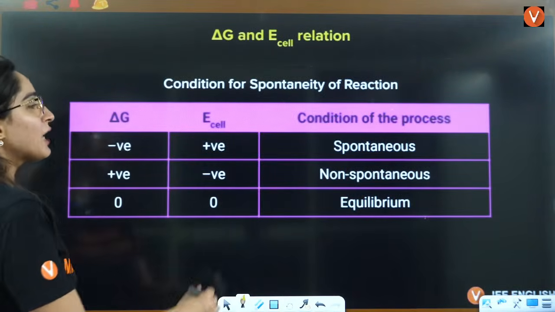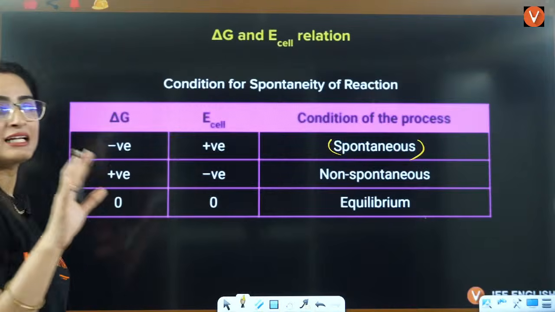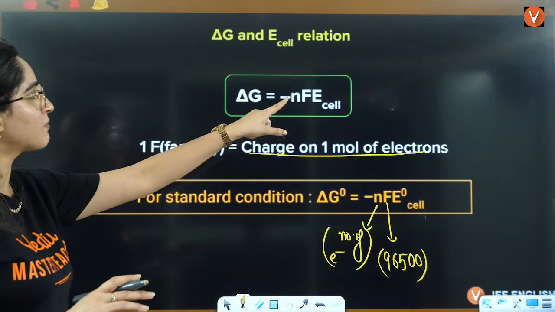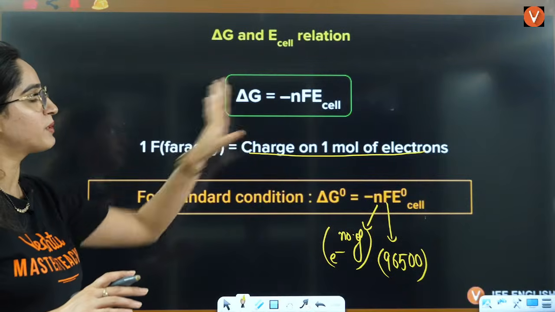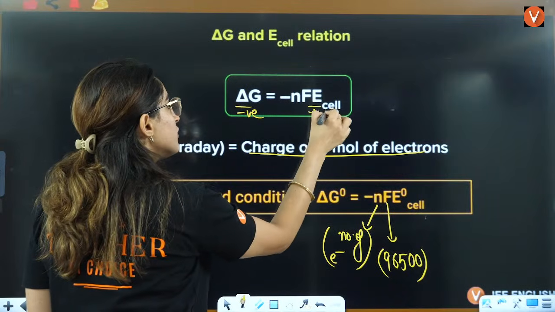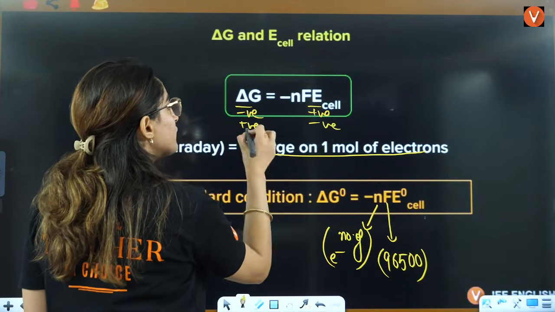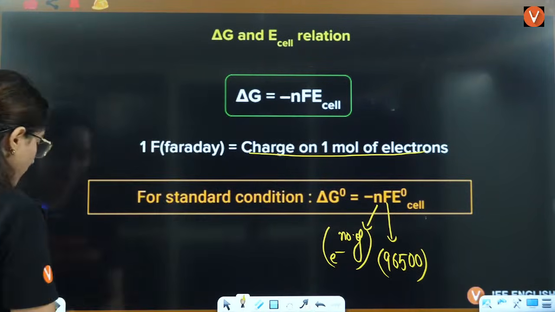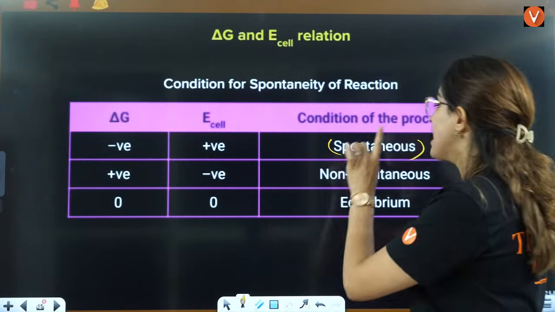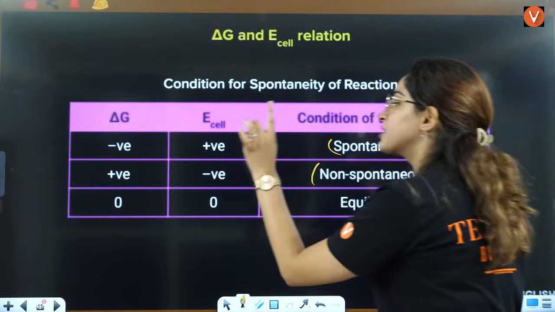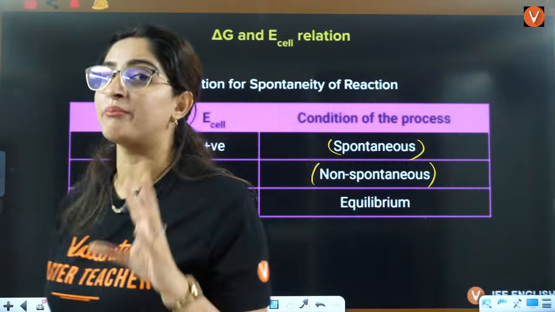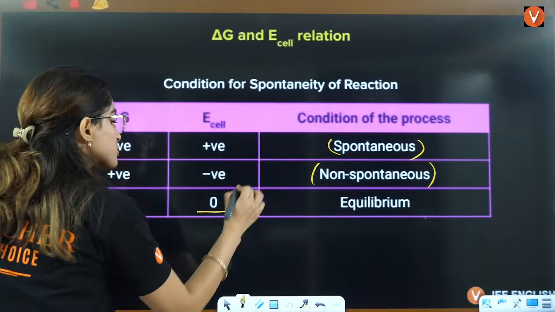Now we know that for a spontaneous process, delta G is negative, from thermodynamics. From this formula, if delta G is negative, E cell will be positive. If delta G is positive, E cell will be negative. If this is 0, that is 0. So for a spontaneous process, delta G is negative, that means E cell is positive. For a non-spontaneous process, delta G is positive, so E cell is negative. And if delta G is 0, which is at equilibrium, E cell is also 0.